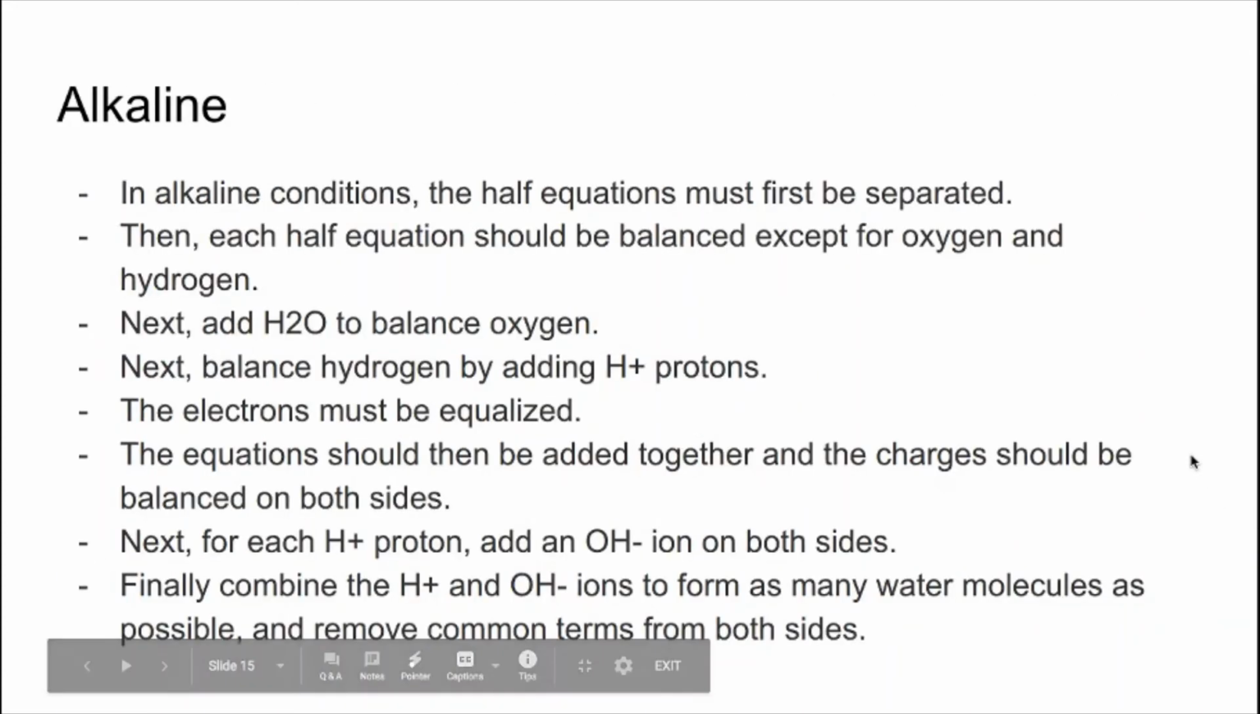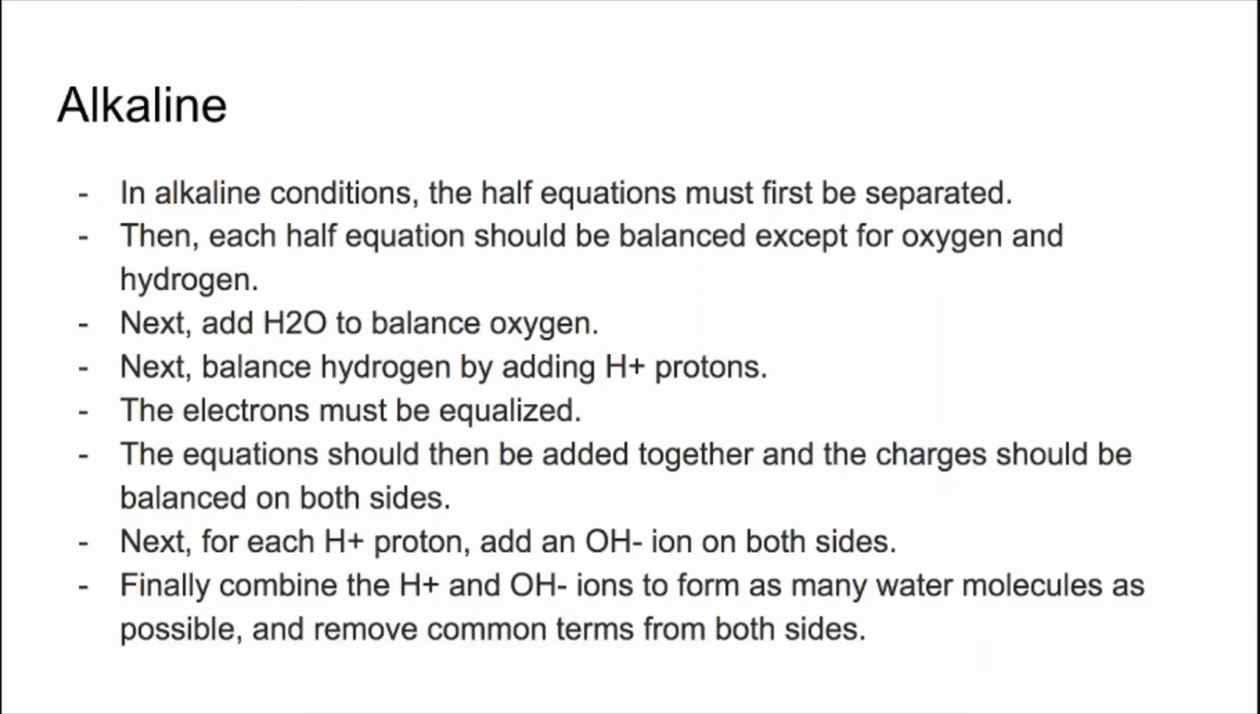In alkaline conditions, the half reactions must first be separated, balancing for hydrogen and oxygen as seen before, using water and H plus protons. Then you equalize the electrons in the same manner, and you add them together, and the charges should now be balanced. The difference from acidic conditions is that next, for each H plus proton, you add an OH minus ion on both sides. Finally, combine the H plus and OH minus ions to form as many water molecules as possible and remove common terms from both sides.